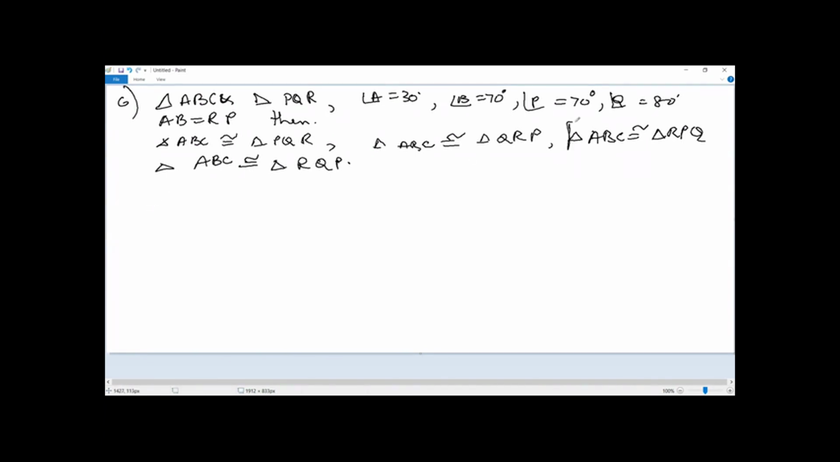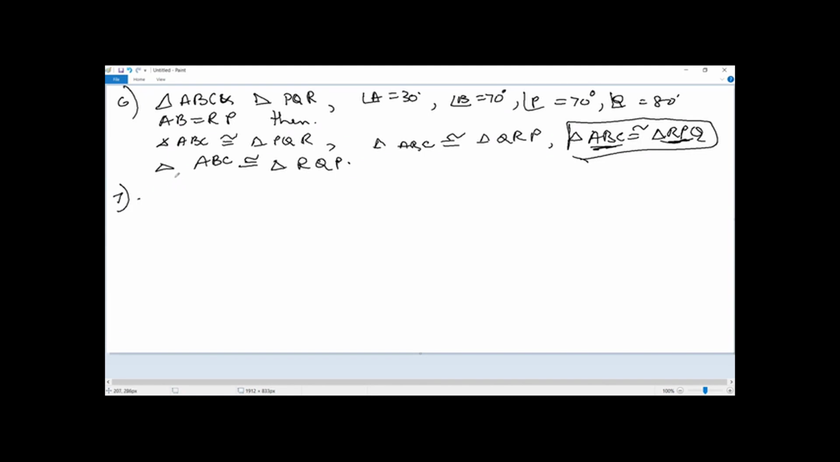RPQ. How? A equals 30, R is 30. Yes, ma'am. B equals 70, P is 70. Yes, ma'am. Okay. And AB equals RP. Correct. Seventh question.